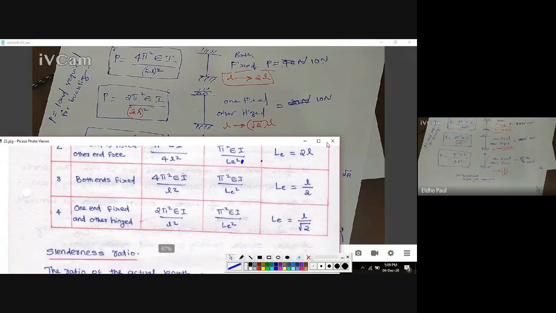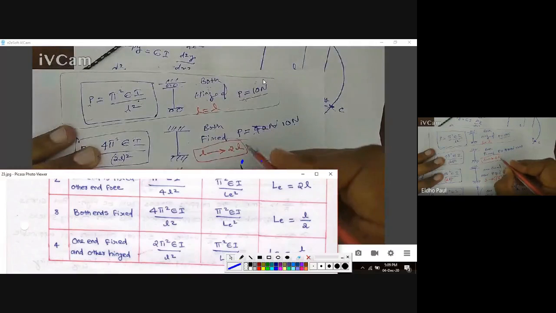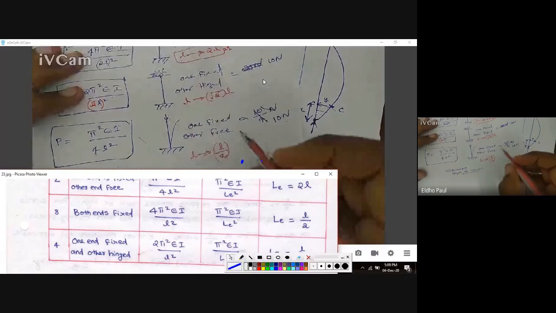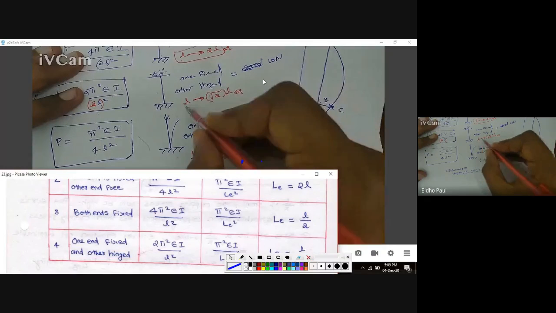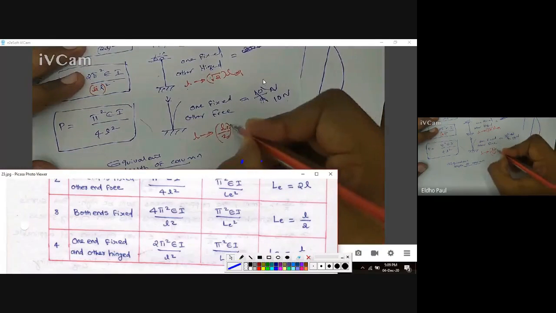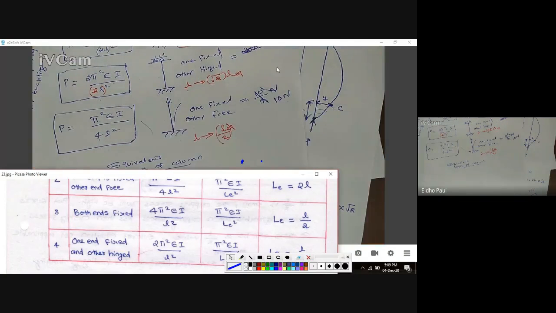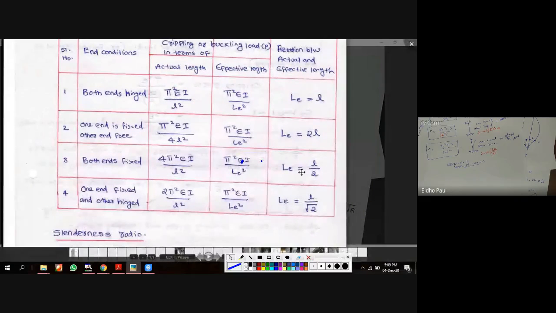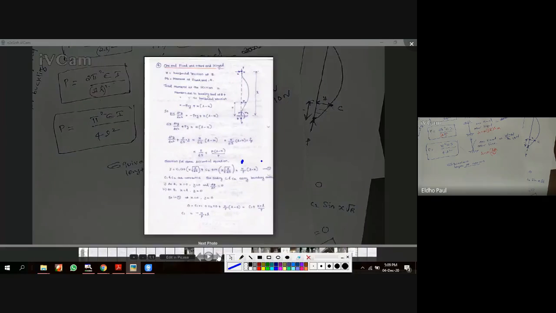Okay, it came like this. So this equivalent length is equal to L by 2, actual length by 2. Okay, and here this is equivalent length. So equivalent length is equal to L by root 2. And here this is the equivalent length, L equivalent. So actual length into 2 is the equivalent length. Okay, so we got the different equivalent lengths of the columns. So this is nothing but equivalent length. We can see the definition of equivalent length.